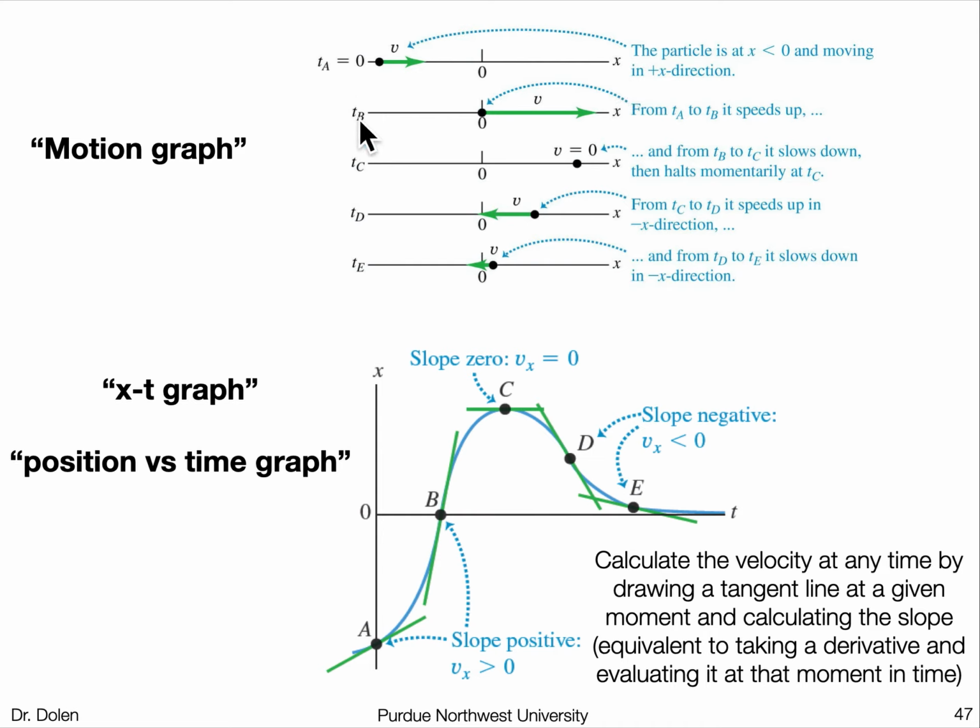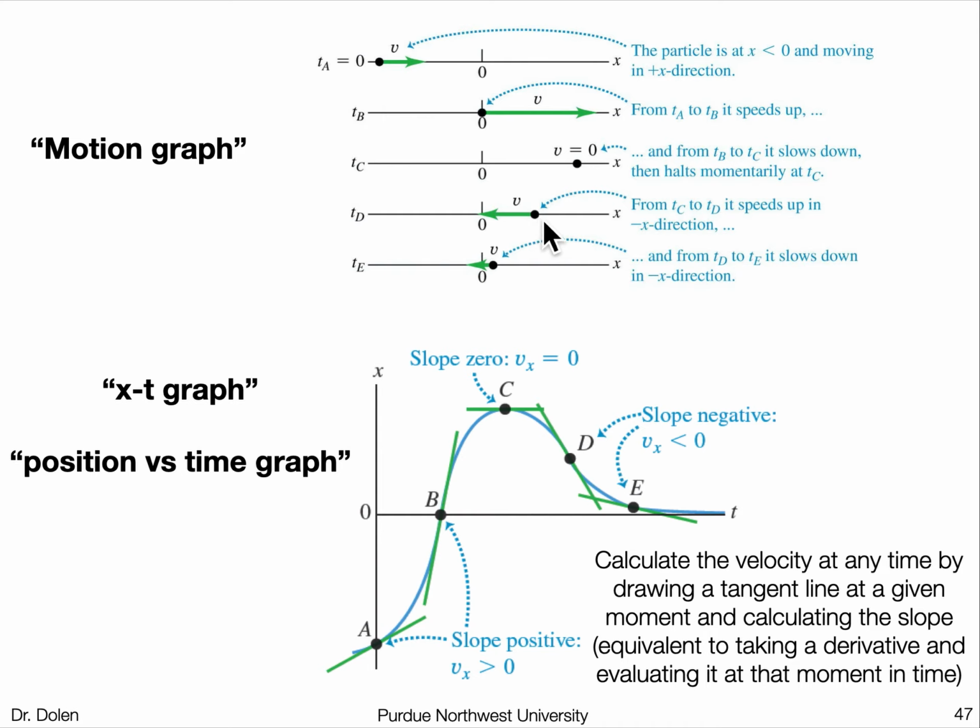At some later time, time B, I am now located at the origin, and I still have some positive velocity. In fact, my positive velocity has an even larger magnitude than it did before, because this vector is bigger than over here. At some later time, time C, I now have 0 velocity. I'm at this positive location in x, but I'm stopped momentarily. At time D, I now have a negative velocity.